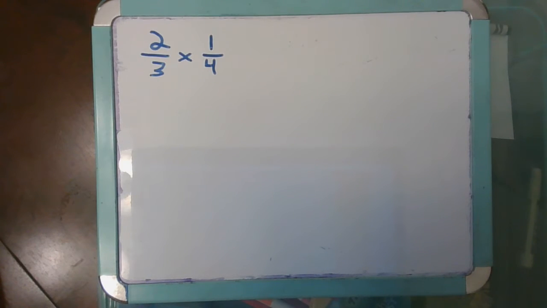All right, guys, today we're going to take a look at multiplying a fraction times another fraction. Okay, so we have a couple of different strategies that we can use for that. We're going to start off right now with an area model because we use that a lot during our multiplication.